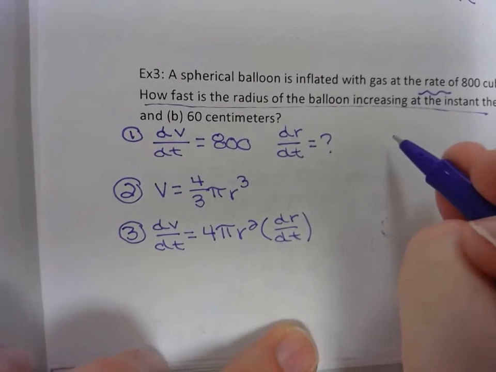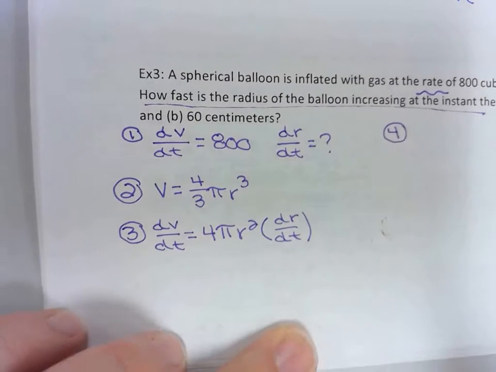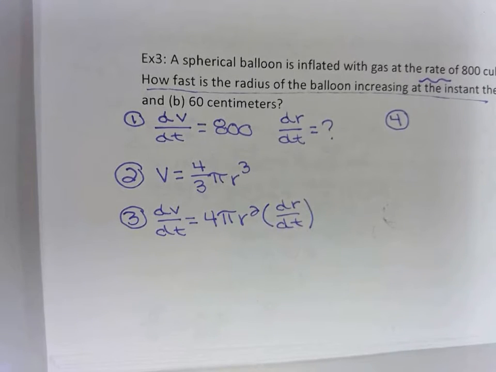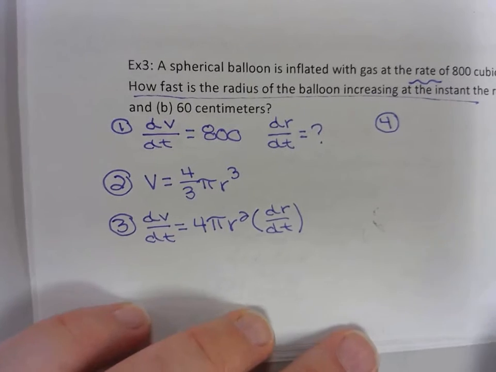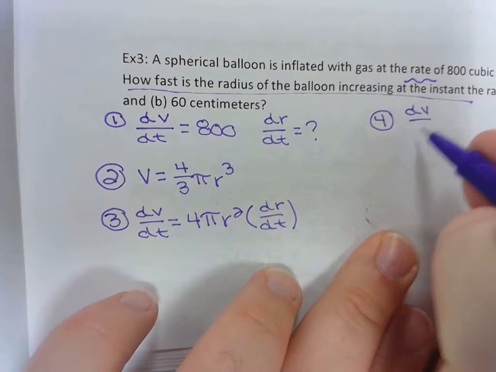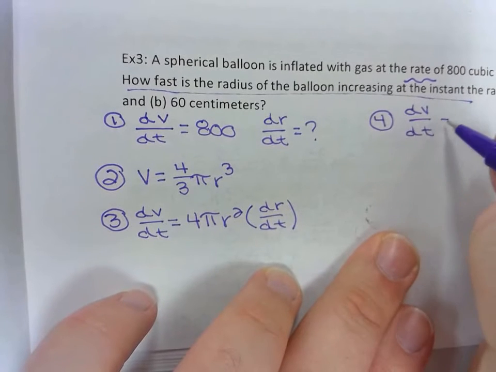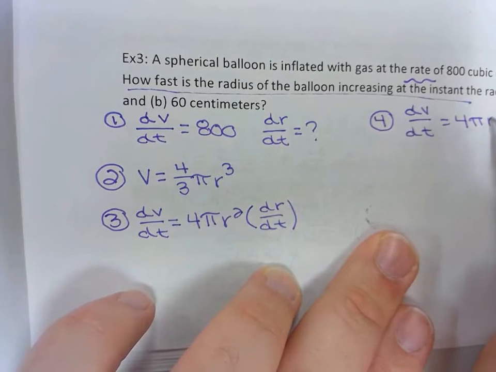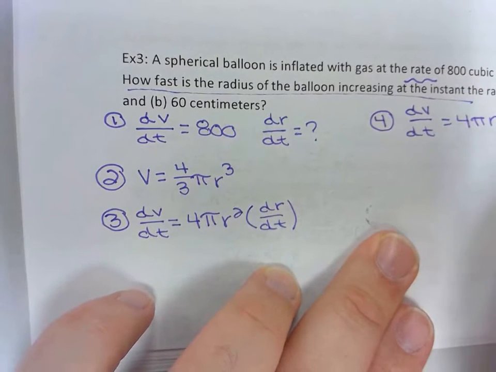Fourth step is let's start plugging it in. Now as I look at this, I want to know how fast the radius of the balloon increases at the instant the radius is 30 and the radius is 60. So they tell me the radius, they tell me r, and I want to know when the radius is 30 and when the radius is 60. So if I take my formula, dV over dt equals 4 pi r squared dr dt.